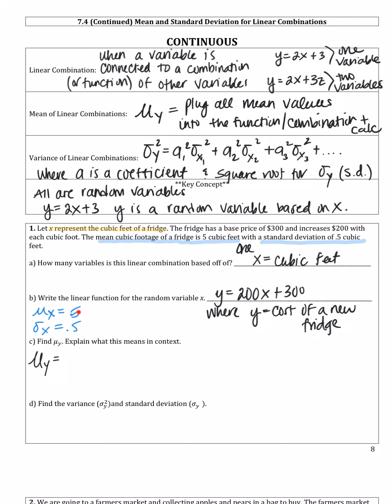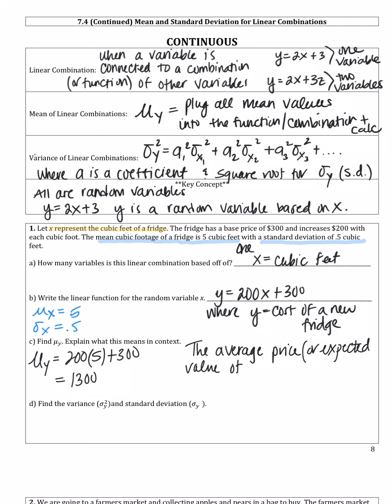The only mean value here I have is 5. I'm going to plug in mu sub x for x. So we're going to say 200 times 5 plus 300 is equal to 1,300. So the average price or expected value of a fridge is $1,300.